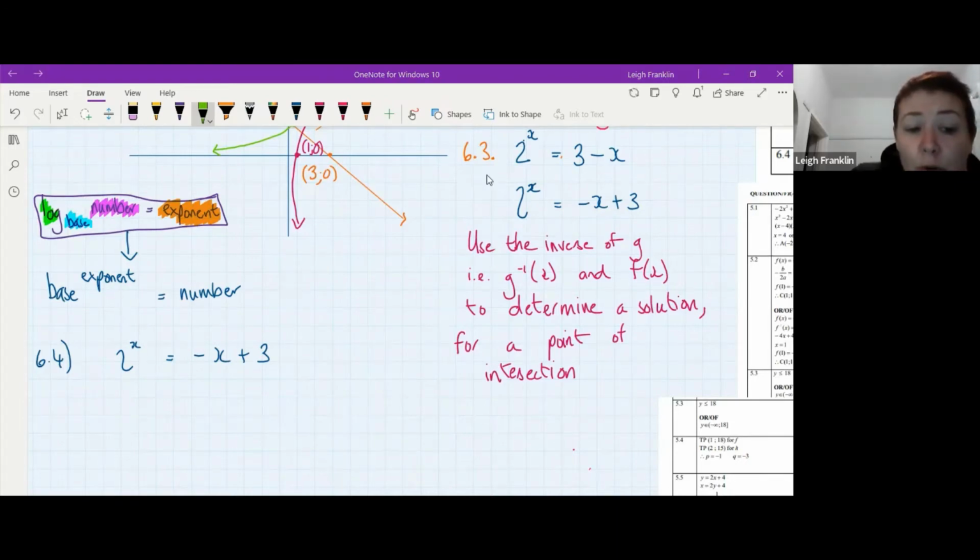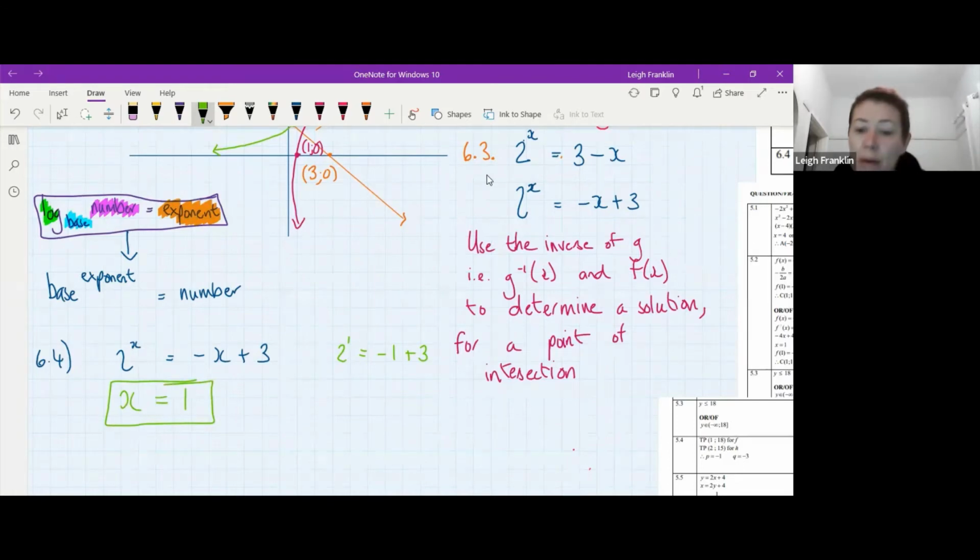Okay, so quite right. I mean, not that you would write this, but 2 to the power of 1 is equal to -1 plus 3. Absolutely. Okay, so x would need to be equal to 1. So yeah, that would be done by inspection.